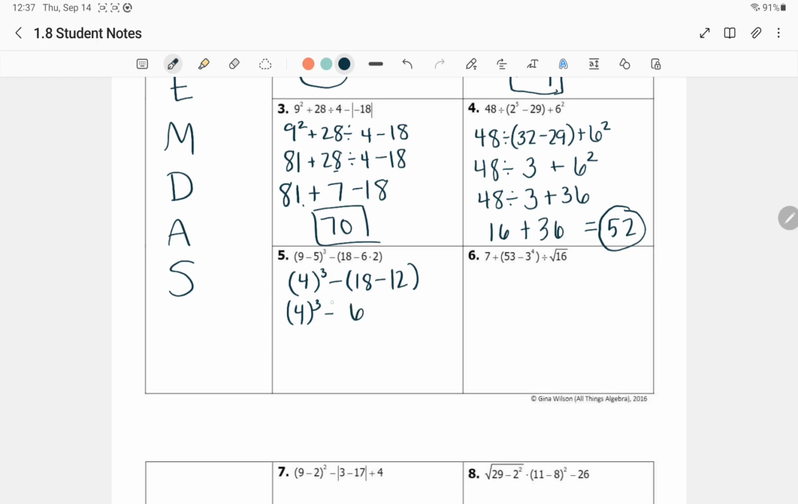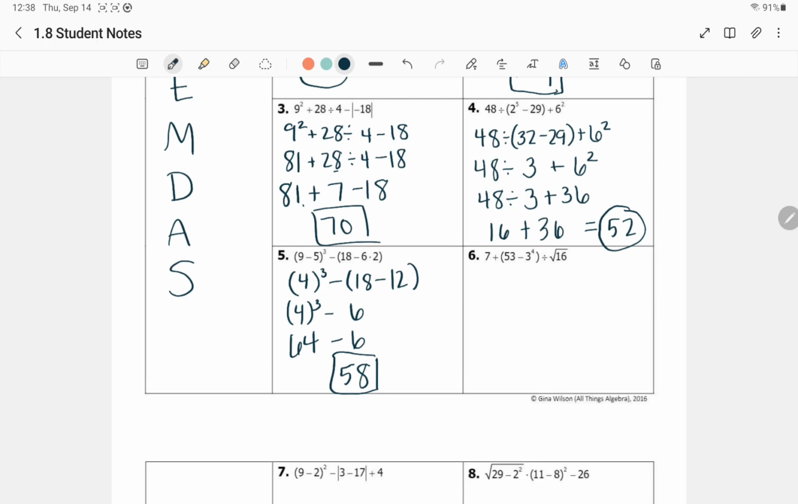And now I'm going to do my 4 to the power of 3. 4 times 4 is 16. 16 times 4 is 64. 64 minus 6. Am I doing this right? Yep, 64 minus 6. And 64 minus 6 is 58. There we go. Good, good, good.